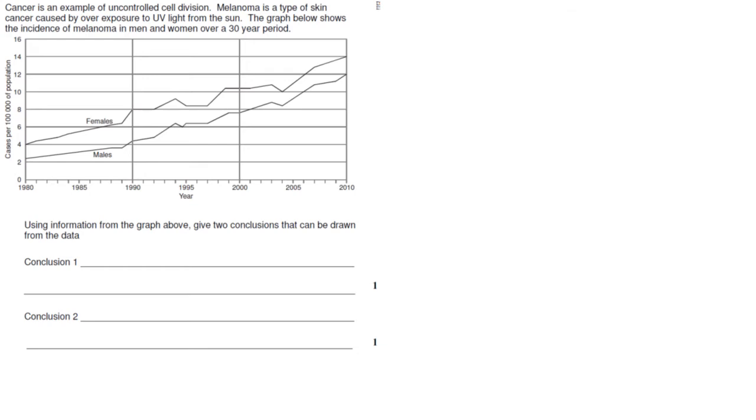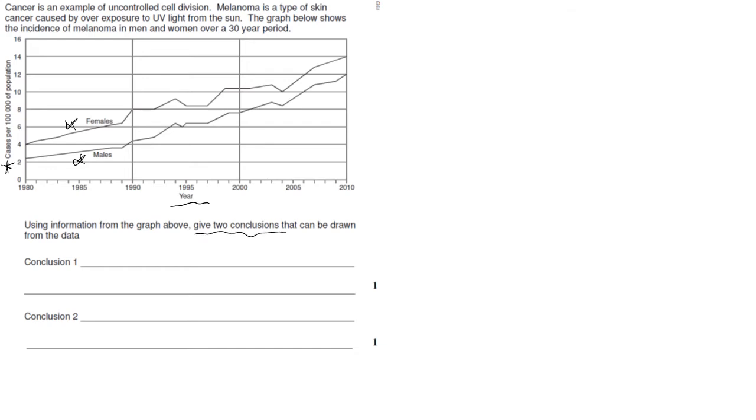Question 7. So here it's giving you a graph and it's giving you some information that you know nothing about. So it's saying cancer is an example of uncontrolled cell division. Melanoma is a type of skin cancer caused by the overexposure to UV light from the sun. The graph below shows the incidence of melanoma in men and women over a 30-year period. So I've got year along the bottom, and then I've got women, I've got men, 2 different lines, and then up the side here I've got cases per 100,000 of the population. Using information from the graph above, give 2 conclusions.